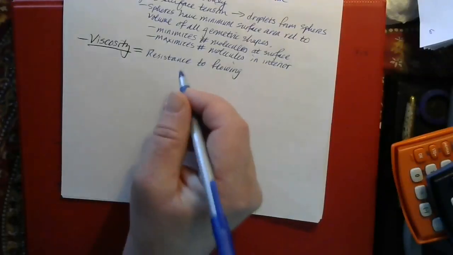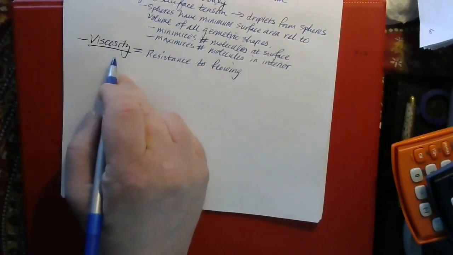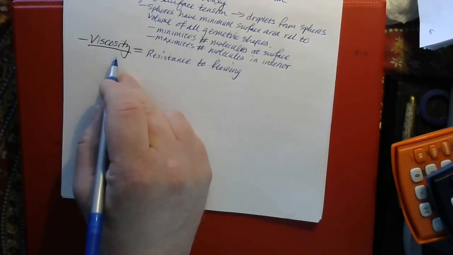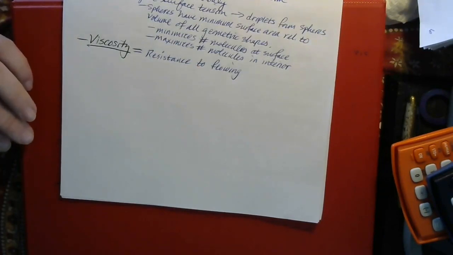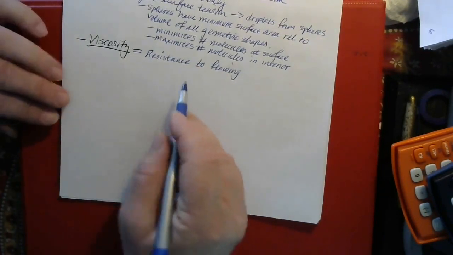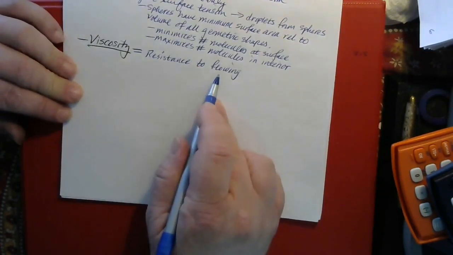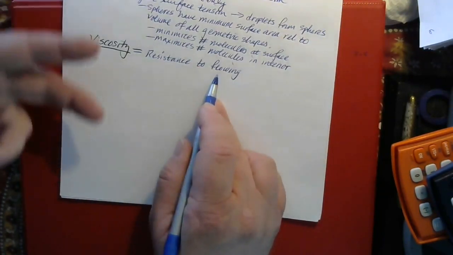Okay, where we left off in the last video was we were about to talk about viscosity in section 11.4. So viscosity is actually a resistance to flowing in a fluid.